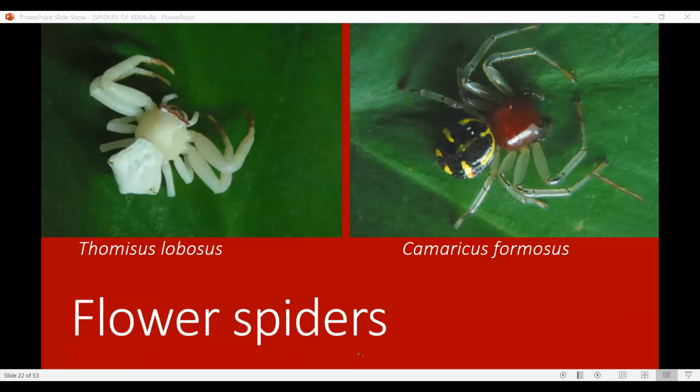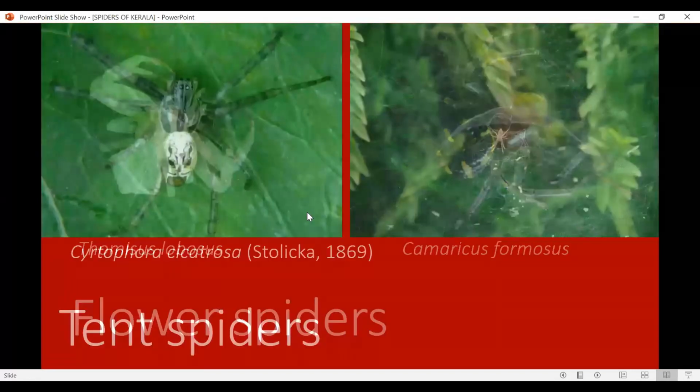Thomisidae is a very large family, and several species are there in this family. Now I only show three examples. Other than Thomisus, we have Xysticus, Runcinia, Epidius, and Oxytate. Several genera are present in this Thomisidae family.